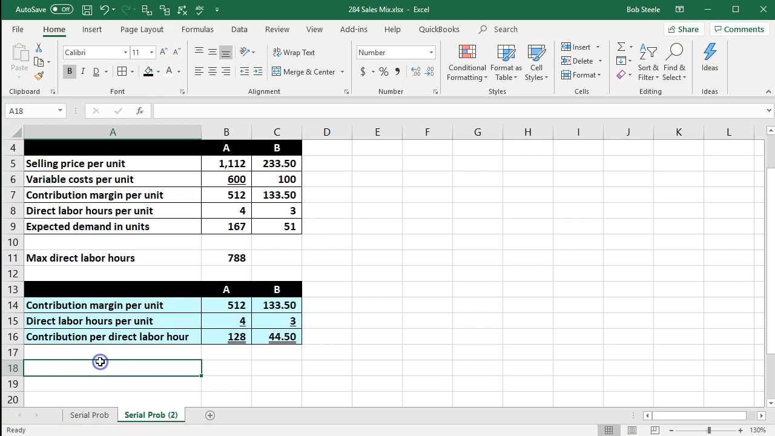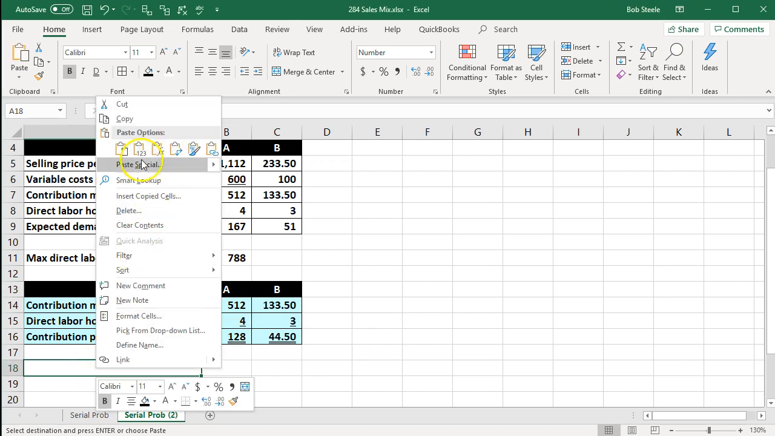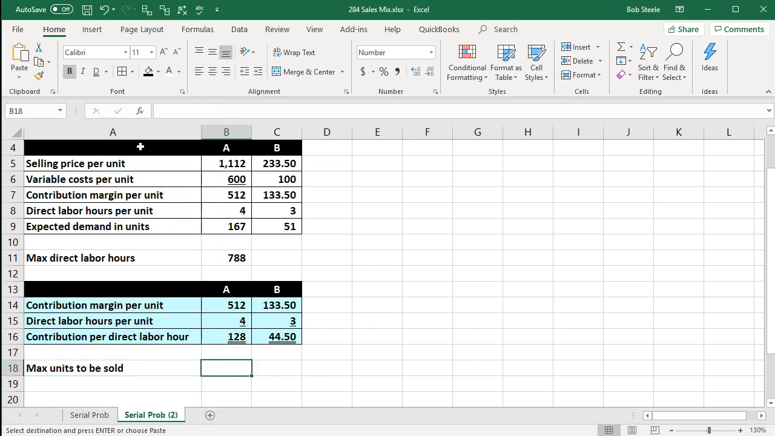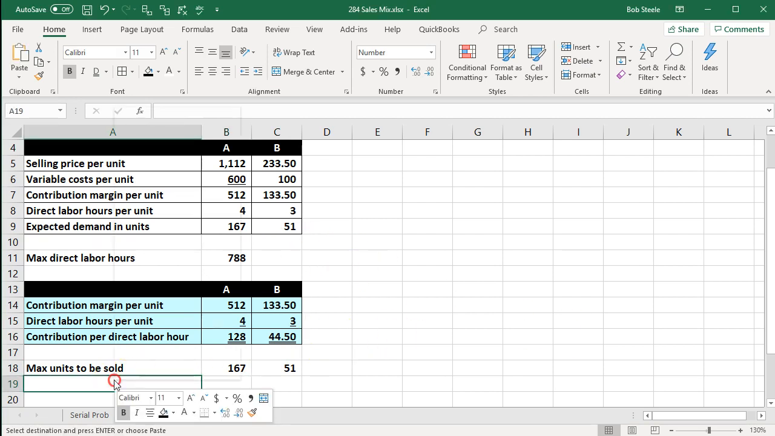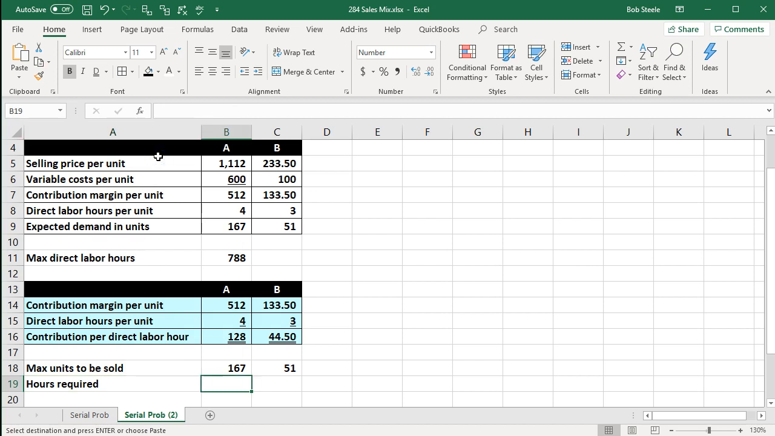Okay, so next we're going to have the max number to be sold, and we're going to figure out the required hours that we would need for the max number of units. So we're going to say, all right, if we were to make the max units, we think there's a demand for 167 and 51 units on the max. How many hours would be required for those max units?